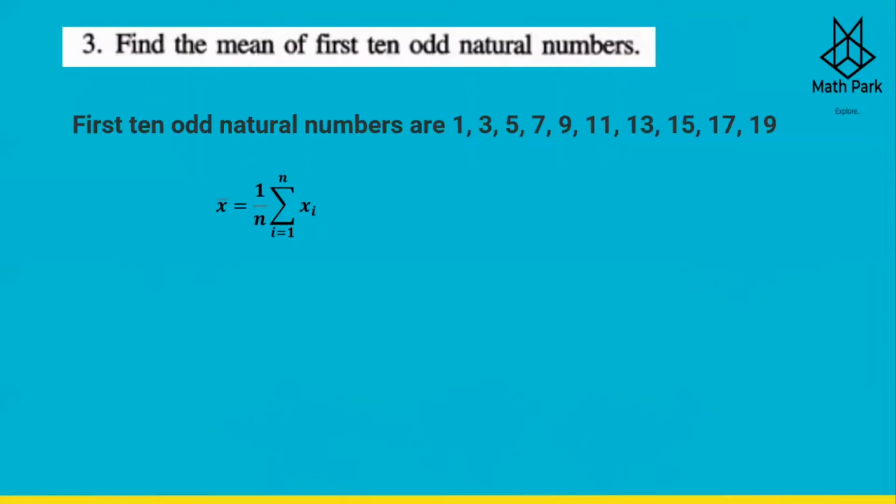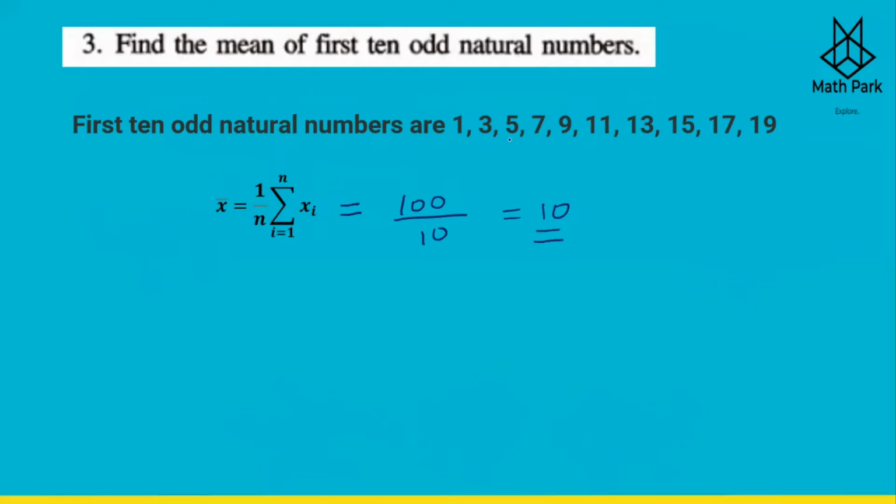So these are the odd natural numbers: 1, 3, 5, 7, 9, 11, 13, 15, 17 and 19. Children, I had created one video on sum of odd numbers. Remember that when we are adding consecutive odd numbers, if it is 10 odd numbers, the sum is the square of 10. Since there are 10 numbers, when we add, you are going to get 100. And 100 upon 10, which is equal to 10, is the mean of first 10 odd natural numbers.